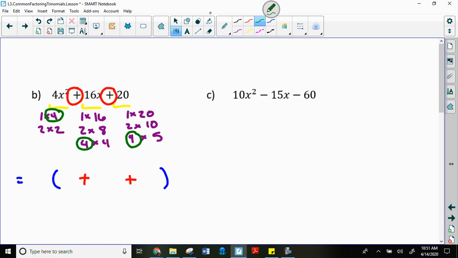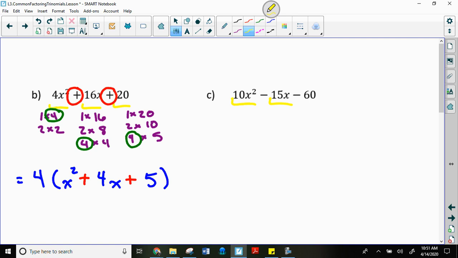Okay, so if we factor that 4 out, what's going to be left over in our first spot? Well, there's just going to be a 1, and it's going to be an x squared. So 1x squared. If we factor out a 4 from here, what's going to be left over? A 4 and the letter x. And if we factor out a 4 from the 20, all that's left over is the 5. Okay, let's do the next one. We are going to have three pieces in our bracket.